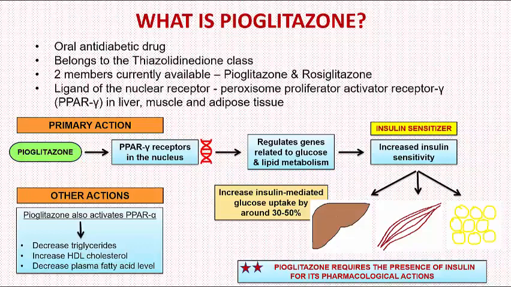Pioglitazone also activates PPAR alpha receptors and therefore some of its actions mimic those of the fibrate class of antilipidemic drugs. Fibrates, as we can recall, are also PPAR alpha activators. Hence, like fibrates, pioglitazone causes decreased triglycerides, increased HDL cholesterol and decreased plasma fatty acid levels.